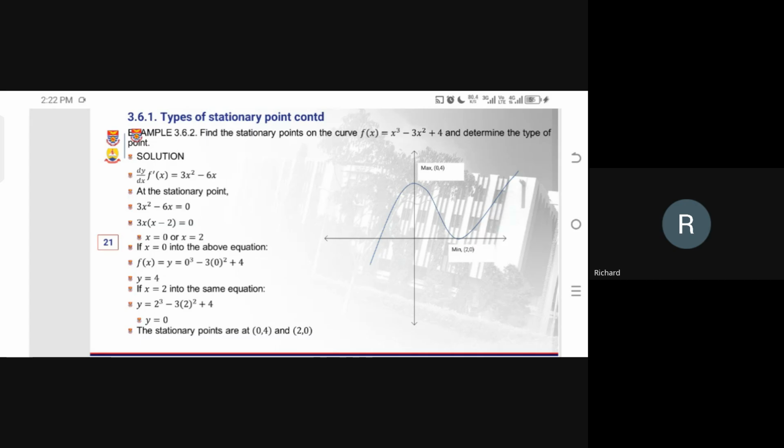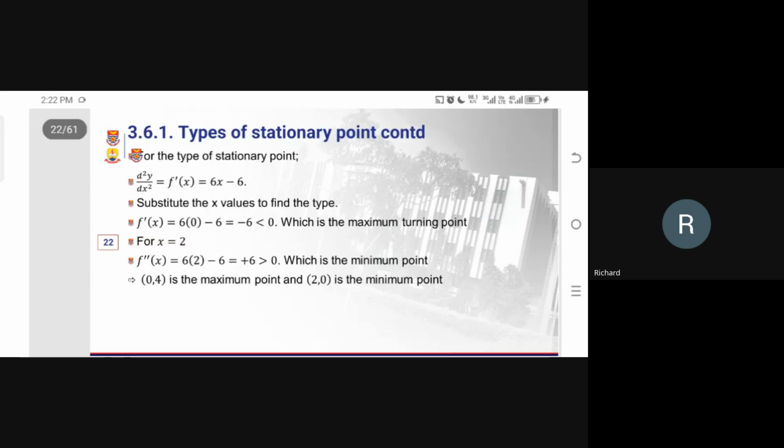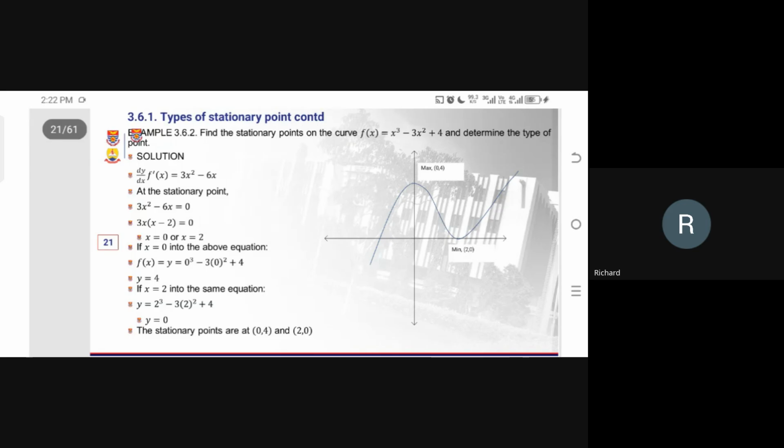Now I want to determine the type. So let's find the second derivative. What will be the second derivative? 6x minus 6. So in this particular one, you realize that they didn't give you an absolute value or a particular value. So what you do is that you have your x values to be 0 and 2.